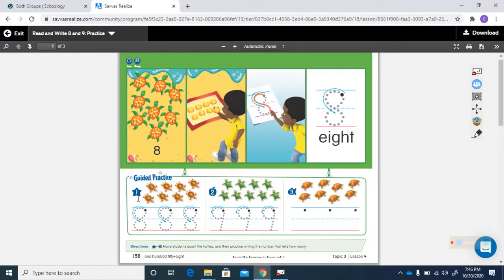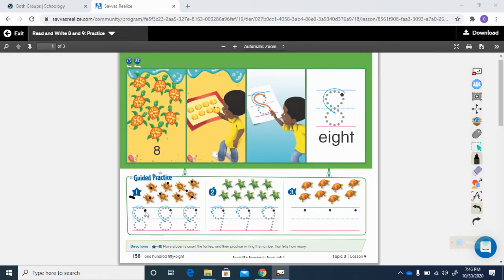Let's begin by looking down here at number 1. And let's see how many orange totals we have. Ready? 1, 2, 3, 4, 5, 6, 7, 8. We have 8 totals. What number will we write if we trace this down here? We will write the number 8. Why are we writing the number 8? We're writing the number 8 because we have 8 totals.